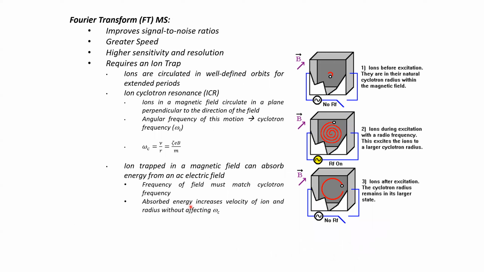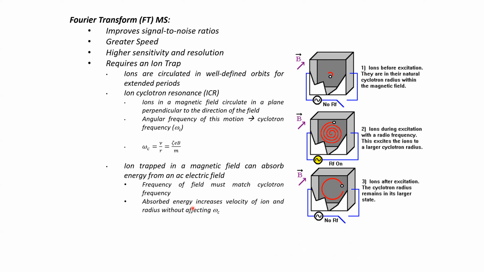So Fourier transform MS improves the signal to noise ratios. It has greater speed, higher sensitivity and resolution because of the way that Fourier transform works. It means we can measure things simultaneously. So it requires an ion trap. Ions are circulated in well-defined orbits for extended periods.